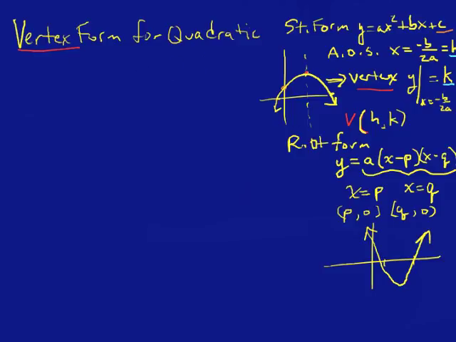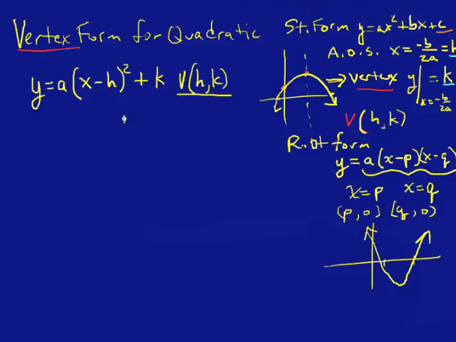Vertex form is when you have a quadratic in the form y is equal to some number a times x minus h squared plus k. And the vertex here would be at the point h comma k. What drives this vertex form? Maybe you've seen something similar to this form earlier, and it could be in absolute values.